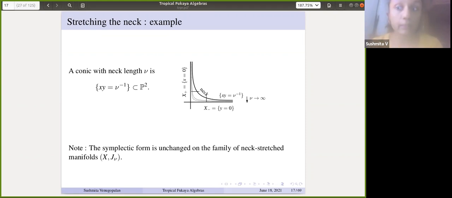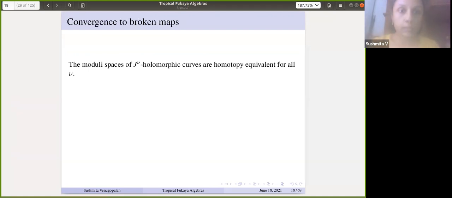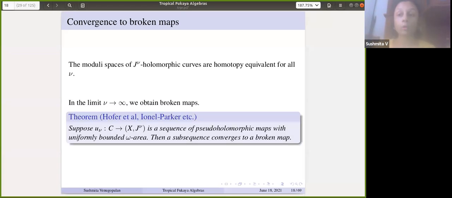So in all this, we need to remember that the symplectic form is unchanged. The sequence of J nu's are all tamed by the symplectic form. So as a result, the moduli spaces of J nu holomorphic curves are homotopy equivalent for all nu. So the question we need to address is what happens in the limit as nu goes to infinity.